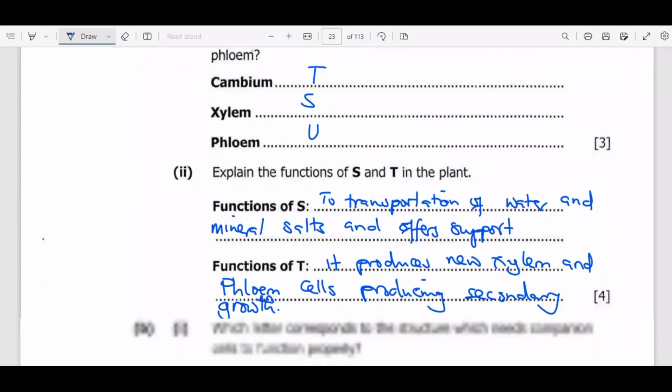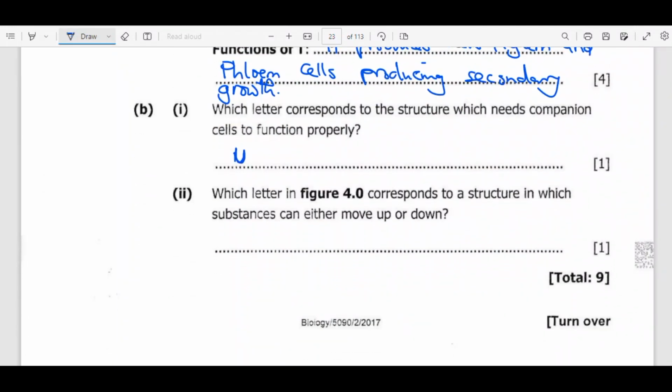Phloem is the answer here. If they had asked for the name, we could have said phloem, but here they've asked for the letter.